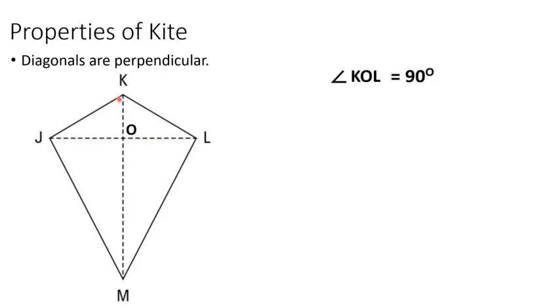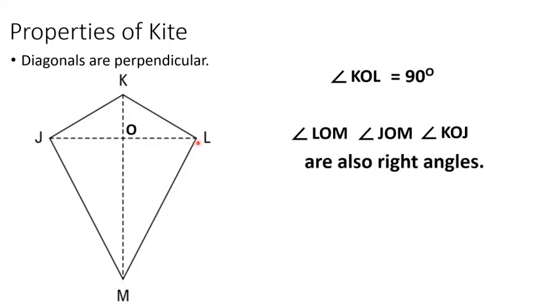So here, angle KOL is equal to 90 degrees. And we still have three more right angles here. And those are angle LOM, angle JOM, and angle KOJ. So they are also right angles.